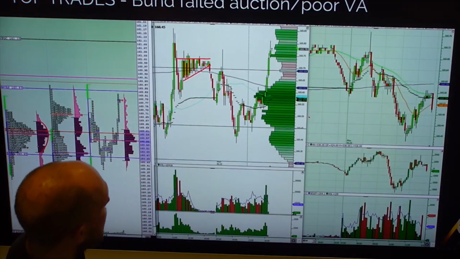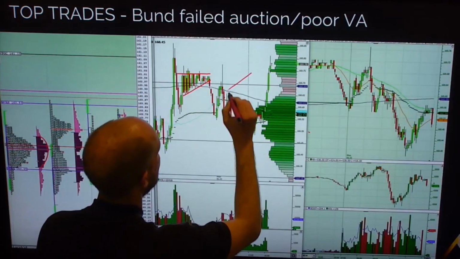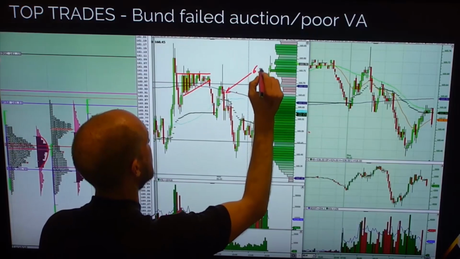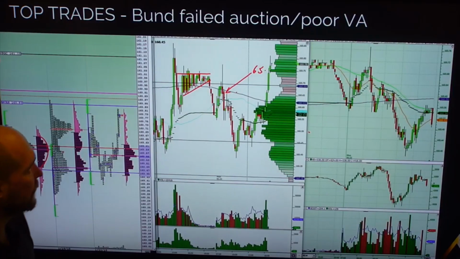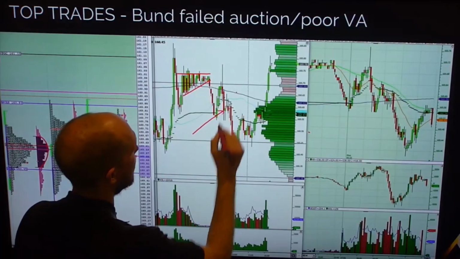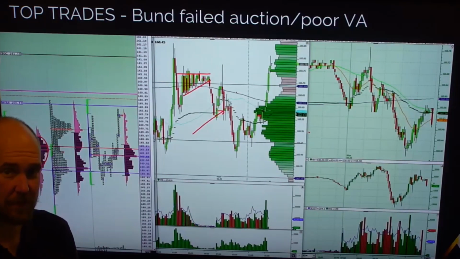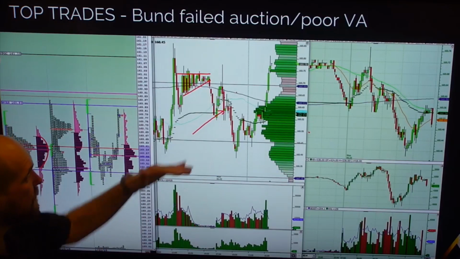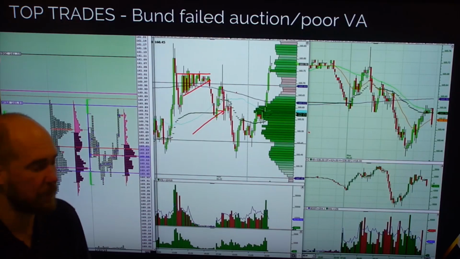Now, if you waited on a TPO basis for the close back inside, you had to wait quite some time, and you were ending up selling it down here at 65s. I do apologise, you weren't selling it at 65s. I was correct the first time when I looked at this. You were selling it down here at 59s. So you've got your confirmation of the failed auction. However, you've missed virtually all of the move, and we're almost at the bottom of the initial balance anyway by the time you get that confirmation.